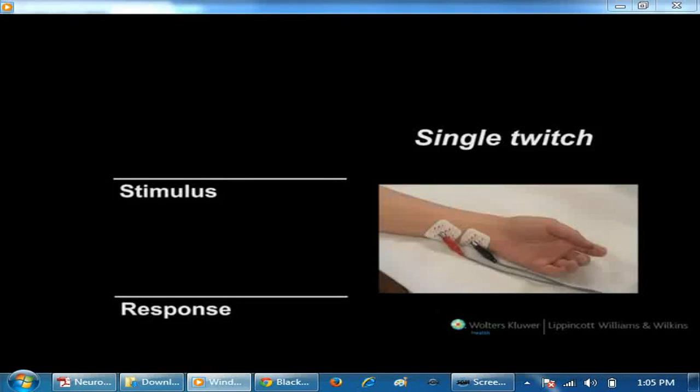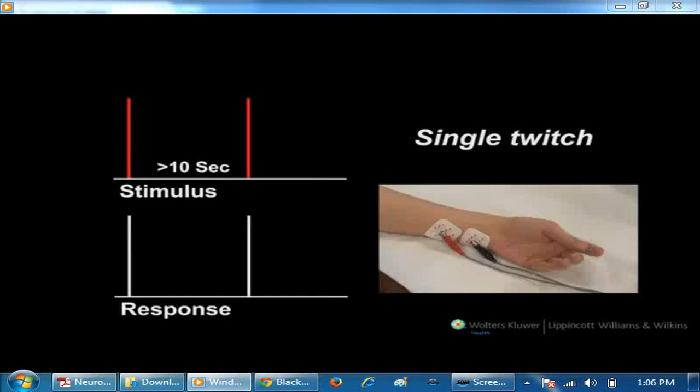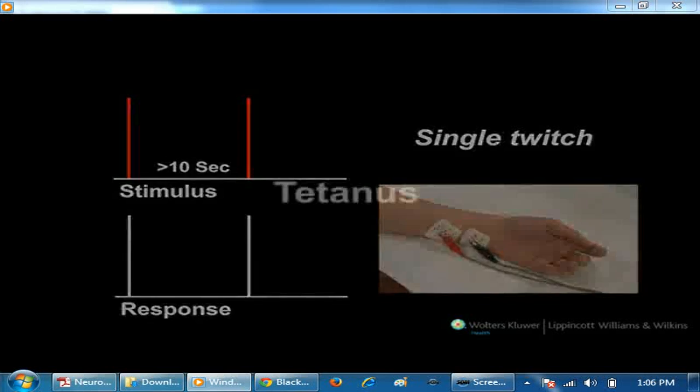Single twitch. The simplest way to stimulate a nerve is to apply a single stimulus at intervals greater than 10 seconds. This interval is needed to allow the neuromuscular junction to recover if non-depolarizing agents are used. The single twitch modality is useful to construct dose response curves and to evaluate onset time.